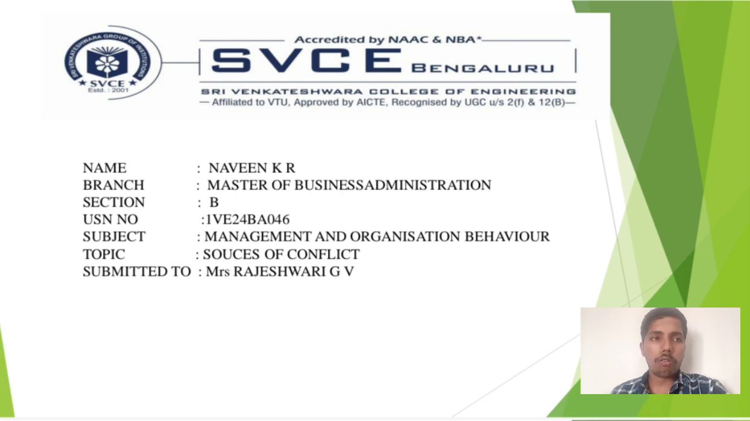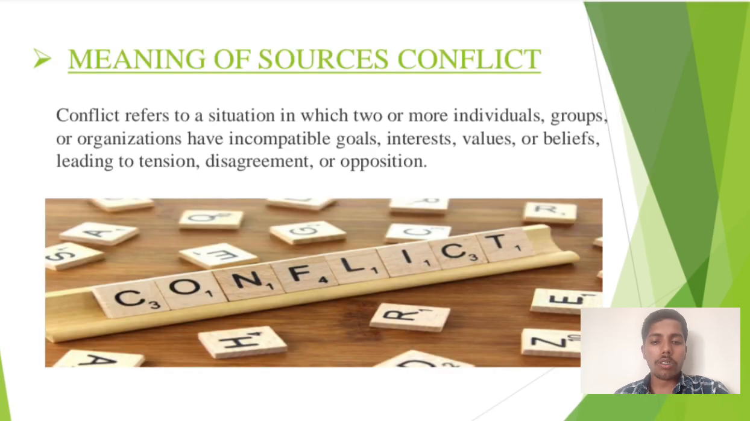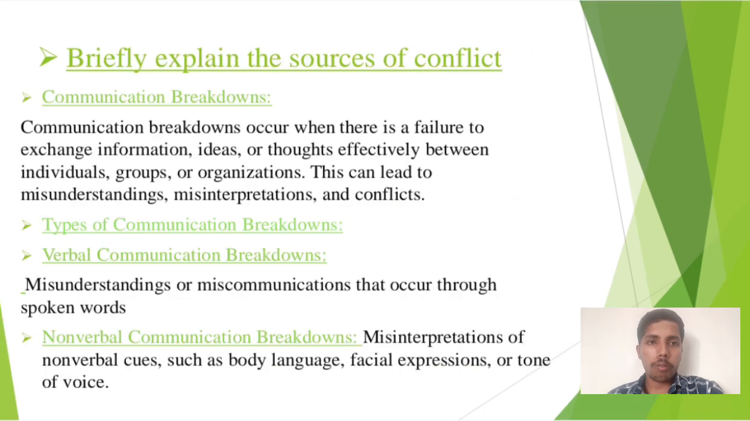Topic: Sources of Conflict. Meaning of the sources of conflict. Conflict refers to a situation in which two or more individuals, groups, or organizations have incompatible goals, interests, values, or benefits, leading to tension, disagreement, or opposition. This is called the sources of conflict. Briefly explain the sources of conflict.